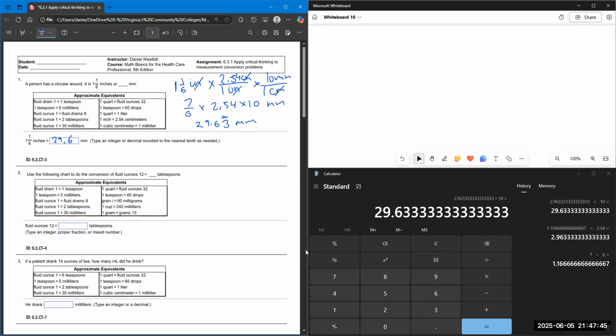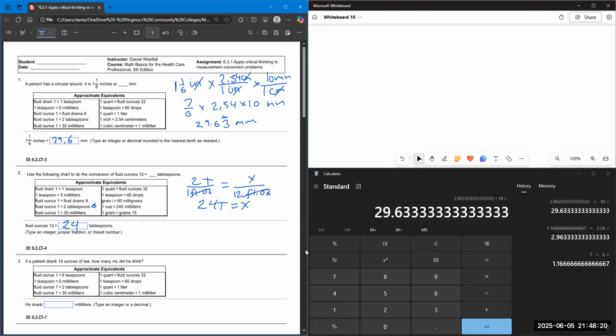The following chart we'll use to convert fluid ounces to tablespoons. Well, there's a direct conversion factor for that. So 12 fluid ounces, where 1 fluid ounce is 2 tablespoons right here. And so fluid ounces will cancel. 12 times 2 is 24.